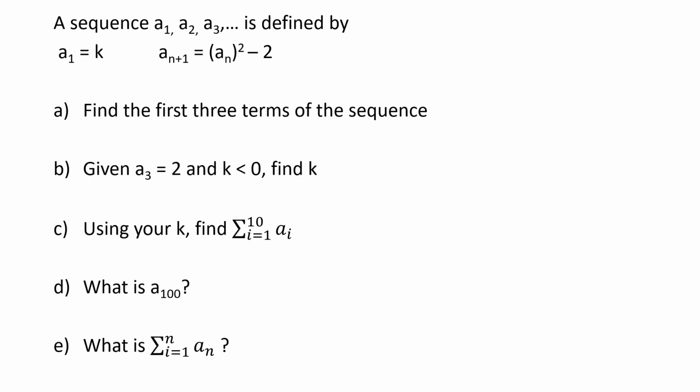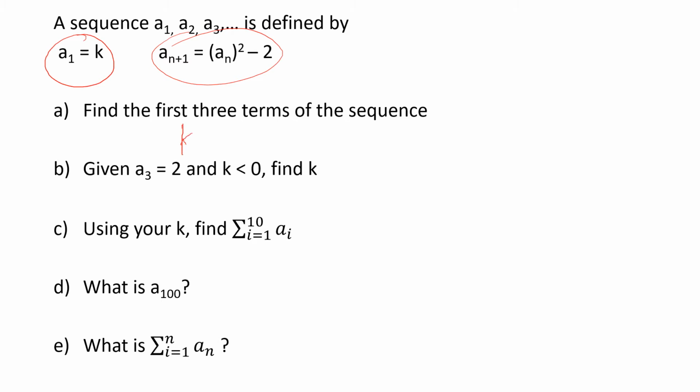Something they like to do with recurrence relations is to introduce a little bit of algebra, because what is maths without it? So let's look at a full example here. We've got a sequence defined by an initial term and a term-to-term rule, and the term-to-term rule seems to be saying square the previous number, take away 2. And we're starting with k. So let's find the first 3 terms of the sequence.